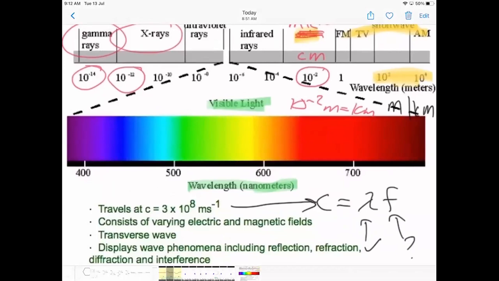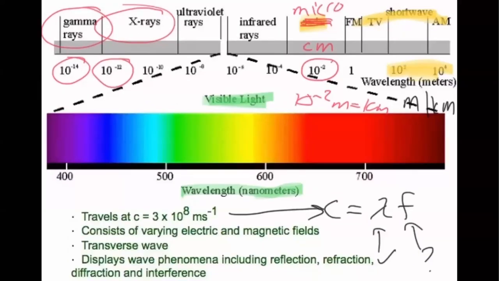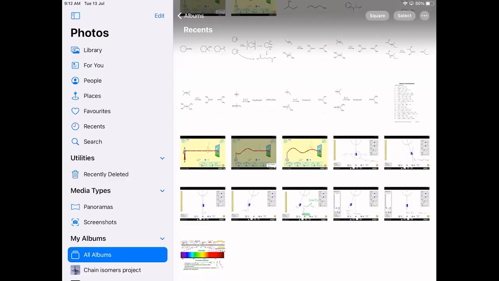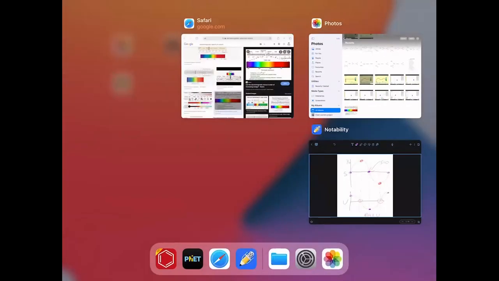Any questions? Any concerns? Anything you'd like to ask or talk about? Yeah, Angelica, go for it. So do we need to know the range, or is the one on the picture specific? You need to know the range, correct.